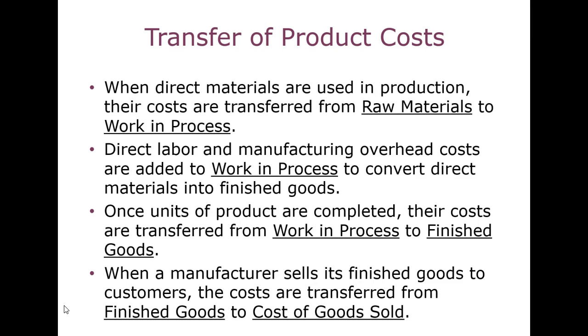Once you start using those materials, you transfer the cost out of the raw materials inventory account into the work in process inventory account. Also, direct labor and manufacturing overhead will be transferred into the work in process account and will accumulate and remain in the work in process account as the products are being worked on. Once the products are completed, their costs are transferred from the work in process inventory account to the finished goods inventory account. The cost will stay in finished goods inventory until they are sold, and then they will be transferred from finished goods into the cost of goods sold account.